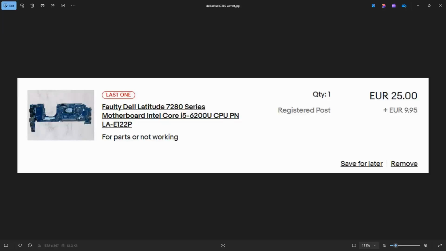In this week's video, we're going to take a look at this motherboard right here. I bought this a couple of months ago, listed as faulty Dell Latitude 7280 series motherboard, Intel Core i5-6200U CPU, product number LAE122P, for parts, not working. Let's scan it in, bring some power to the board and see what's wrong with it.